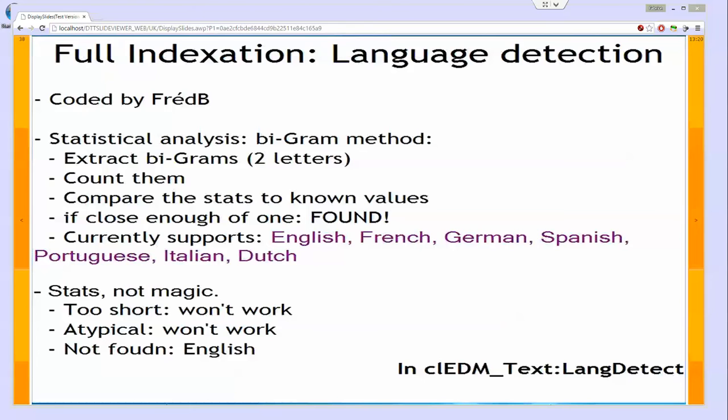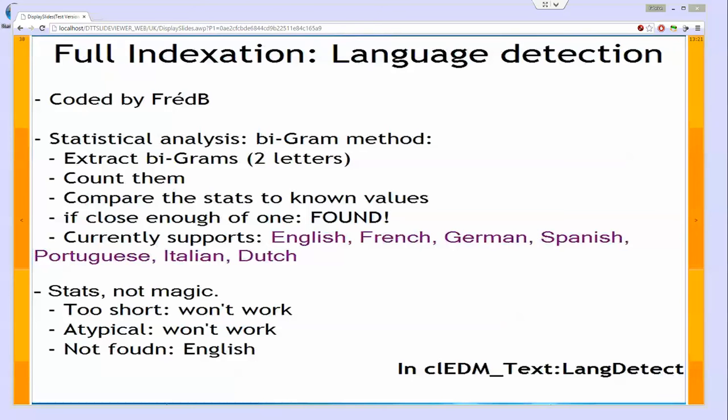So it compares that using a statistical method, and if it is close enough, it doesn't have to match perfectly. If it is close enough, I think the error is about 3%, so that you have a good result. We declare that we found the correct language. Currently, our implementation supports English, French, German, Spanish, Portuguese, Italian, and Dutch.